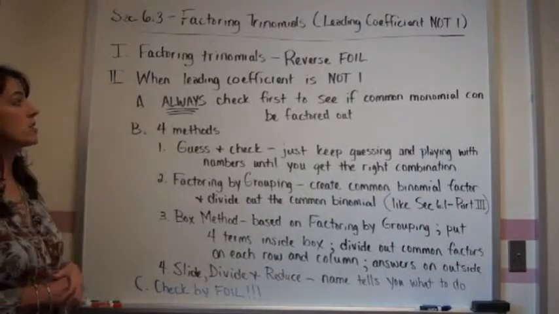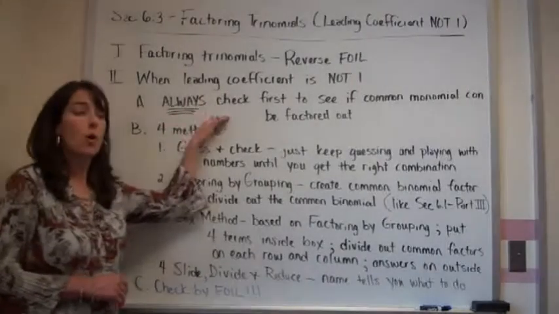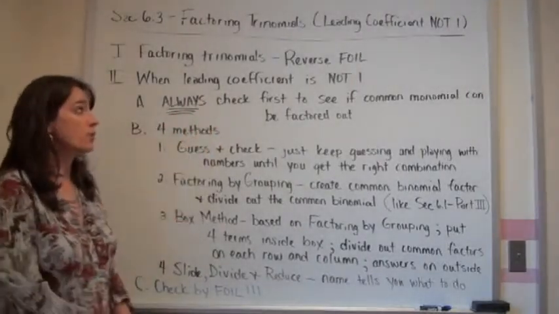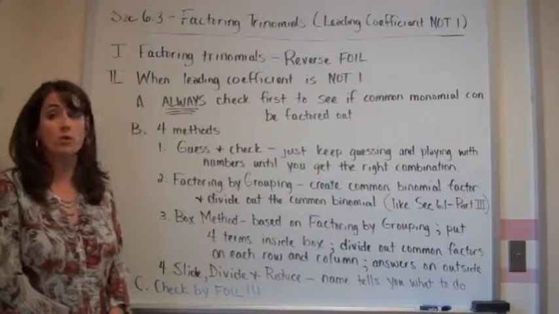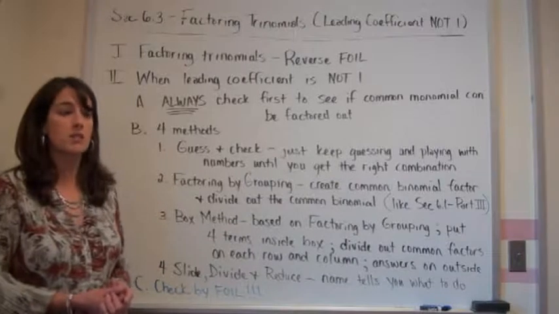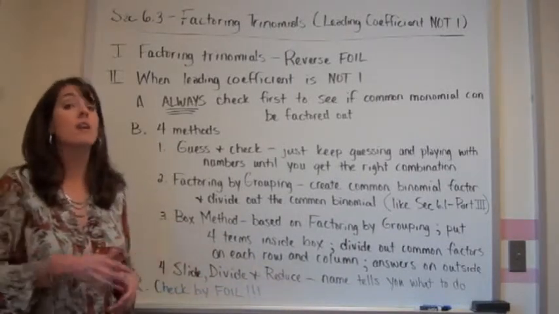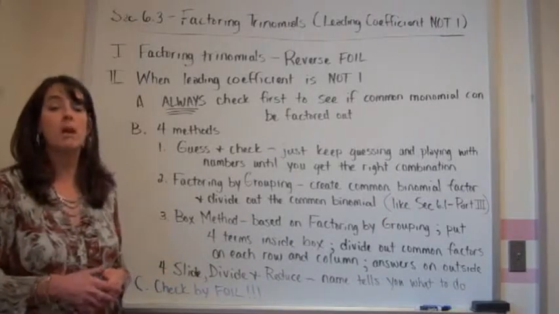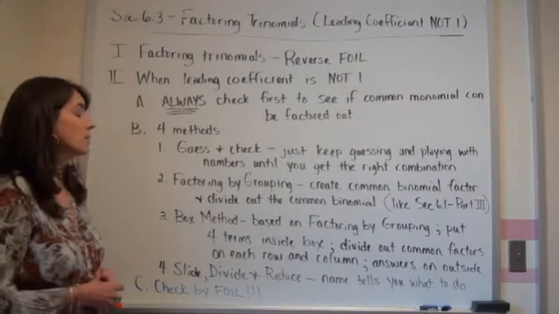Also, when the leading coefficient is not a 1, like I said before, you always check first to see if a common monomial can be divided out or factored out before you do anything else. Before you move to that double parentheses, you check and see, is there something common to every single term that I can divide out of every single term? Pull that out first and then try for a double parentheses after that.